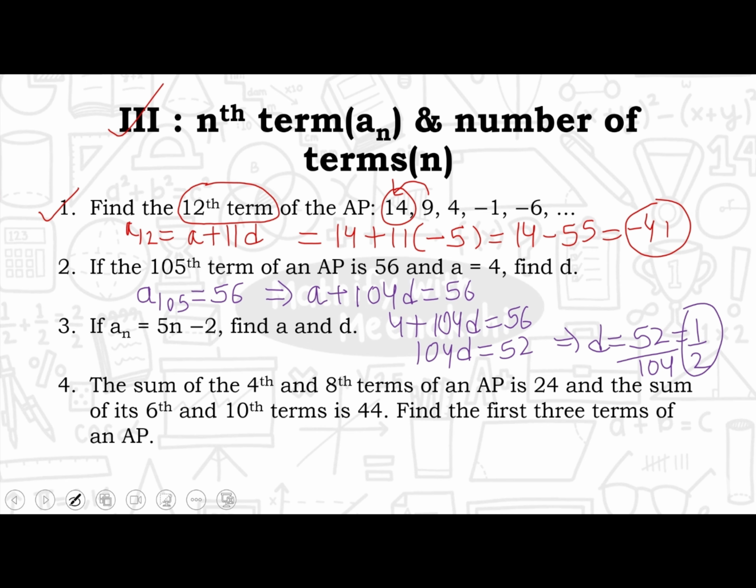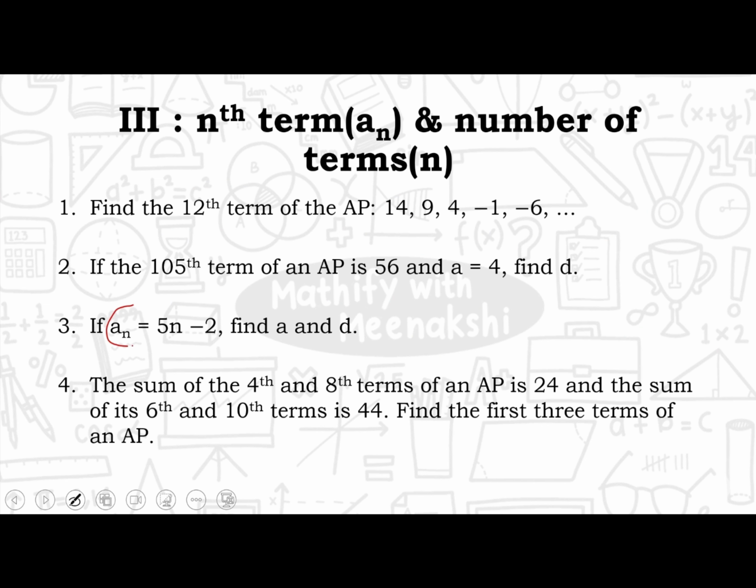Let's move to third question. It's given that an is equal to 5n minus 2. Here, the general form of an is given to you, and you have to find a and d. As you know, what is a? A is nothing but a1. So if we put n as 1, we'll get a1. So 5 into 1 minus 2. That is 5 minus 2. That is 3. So our a is 3.